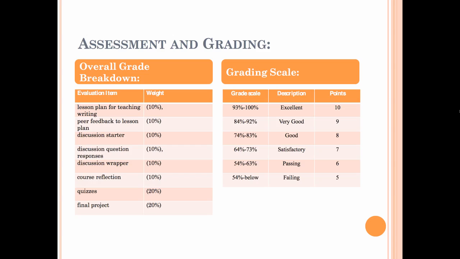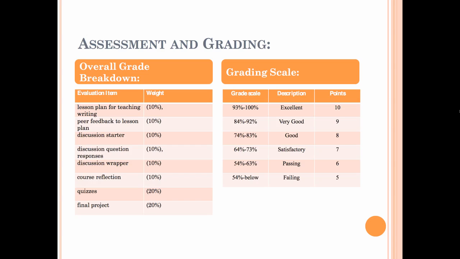And the assessment and grading: we have an overall grading scale at the university, which is 54 and below is failing. Then passing is 54 to 63, you get a 6, and 64-73 is a 7, 74-83 is an 8, and 84-92 is a 9, and 93 to 100 you get a 10, which is excellent.